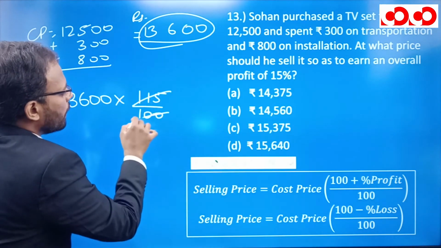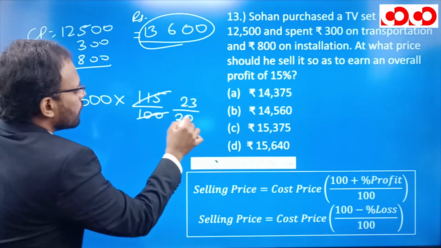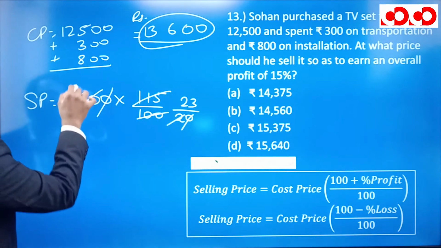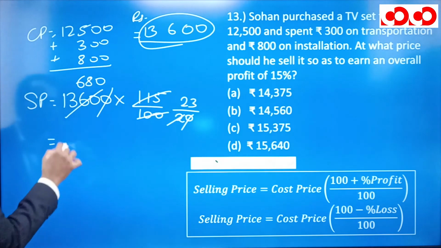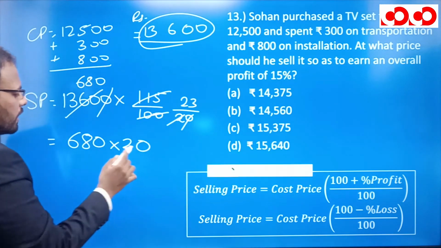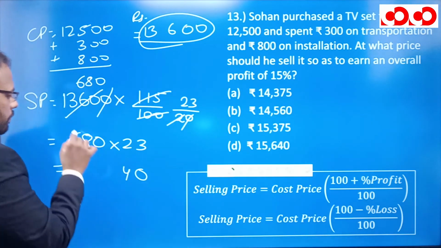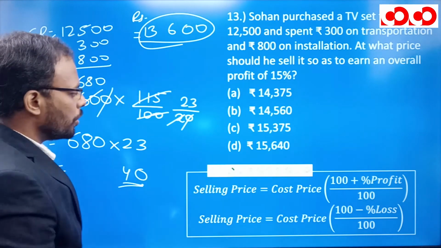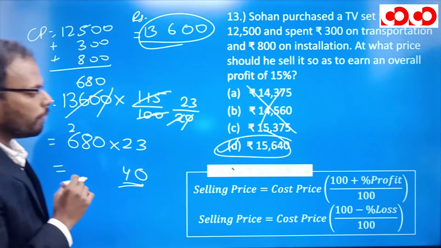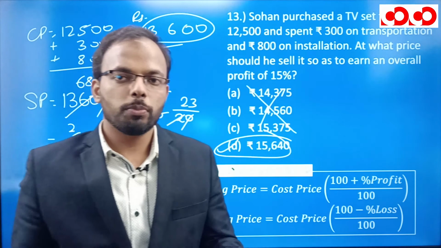So if I cut it by 5, we'll get 20 over here, and this will be 23, and this 0 will get cancelled with this, and this 2 will get cancelled by 680. Now see, you don't need to calculate the entire data. We know that here 0 will come, and 3 8s are 24. So the last two digits are going to be 40. So these three options are wrong. This is the only correct option, 15640. I hope it is very clear to you now. Let's move on to the next question.